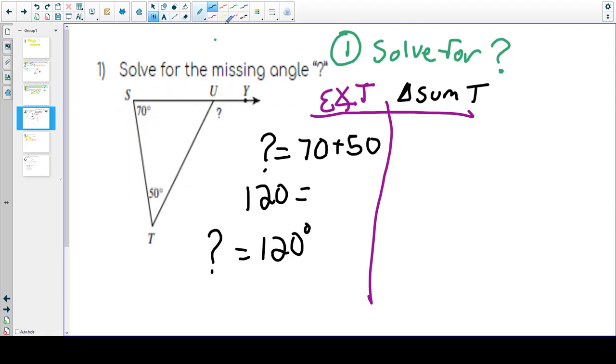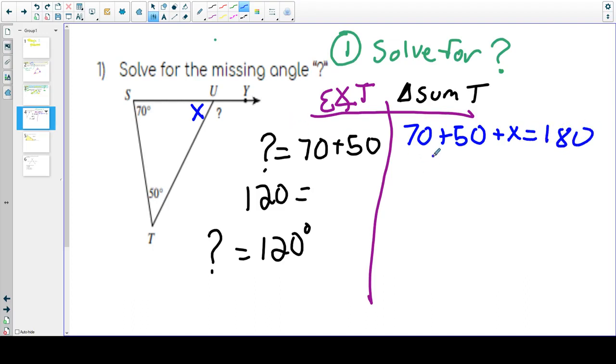Okay. Triangle sum theorem, well, that says if I add up all the angles in a triangle, I get 180, right? What if I wanted to find this angle? Well, 70 plus 50 is what? 120, right? So 70 plus 50 plus x is 180, right?